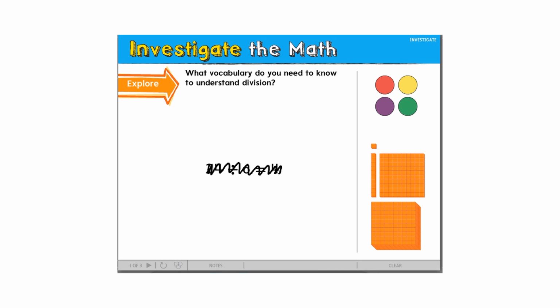Okay, let's do another one. We're going to do more examples. Here's one. 68 divided by 5. So remember, we're going to switch them, and we're going to put the 68 underneath the bar, and we're going to put the 5 outside the bar.